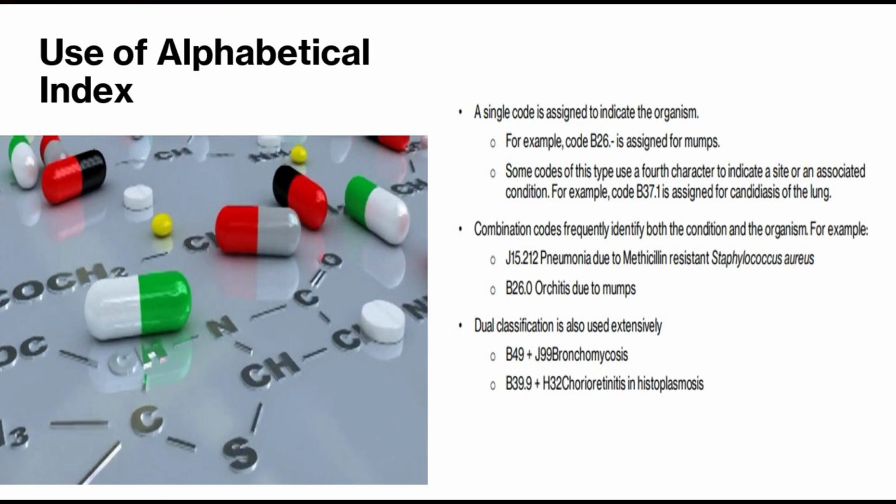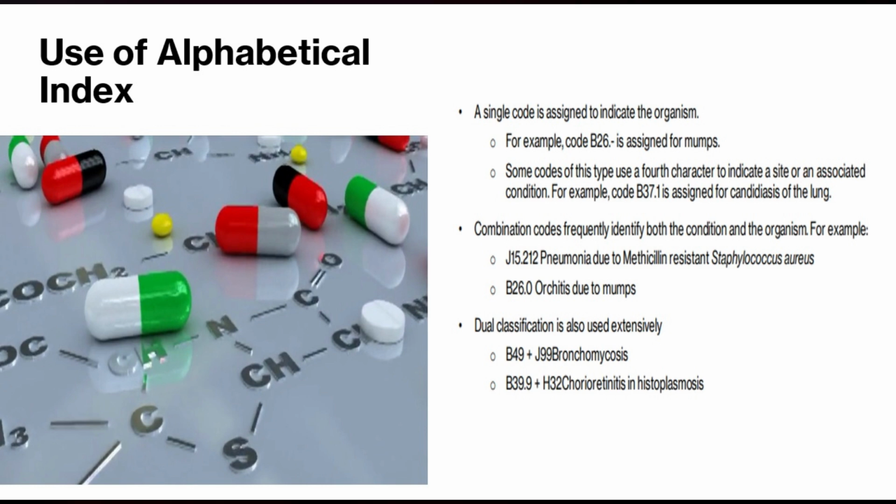Use of alphabetical index. A single code is assigned to indicate the organism. For example, code B26 is assigned for mumps. Some codes of this type use a fourth character to indicate a site or an associated condition. For example, code B37.1 is assigned for candidiasis of the lung.